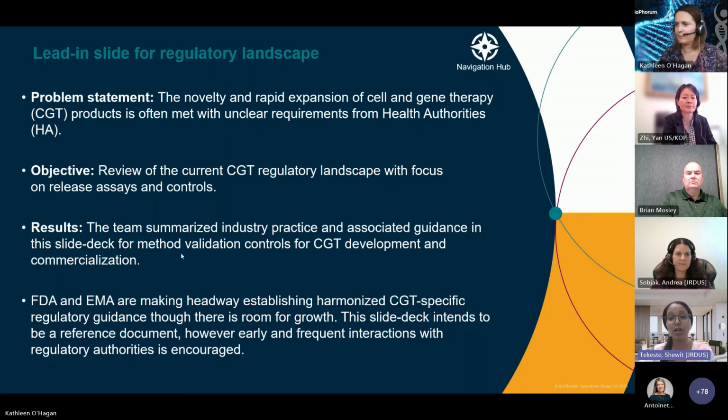We reviewed the current regulatory landscape related to the release analytics requirements and also the controls. And I need to warn you that the list we focused on was in the US and the EU guidelines, giving the minimum assay and control requirements that needed to be met. The outcome of the study is summarized in this user-friendly slide deck, which, based on the poll, is still going to be beneficial for both the novice and the experts in this field. Next slide, please.